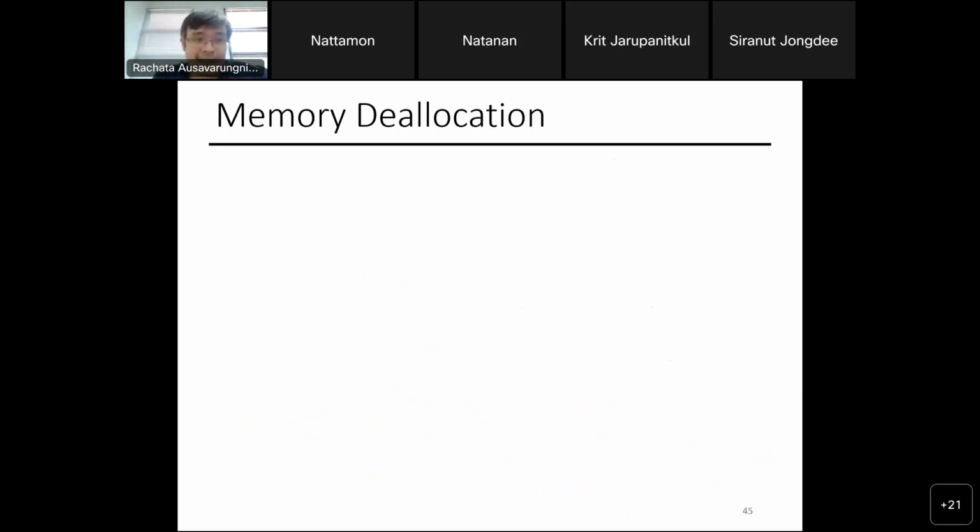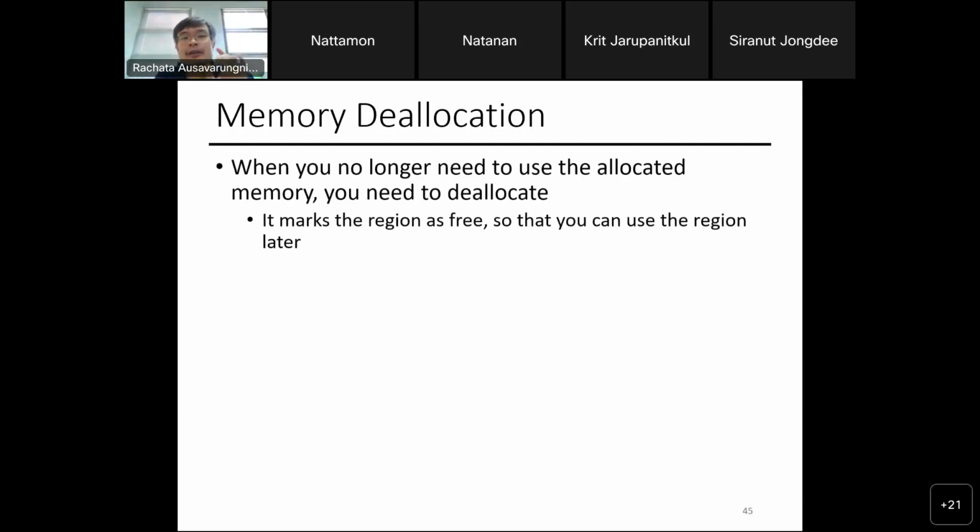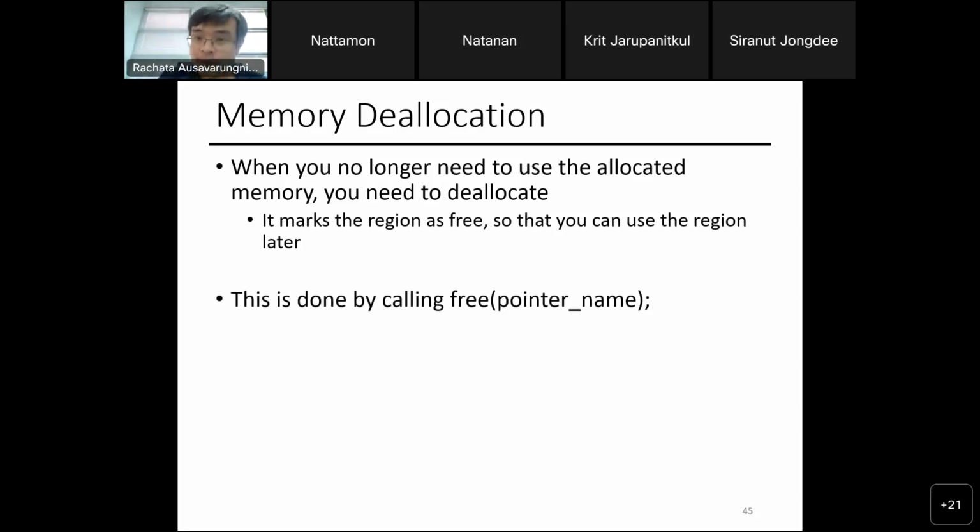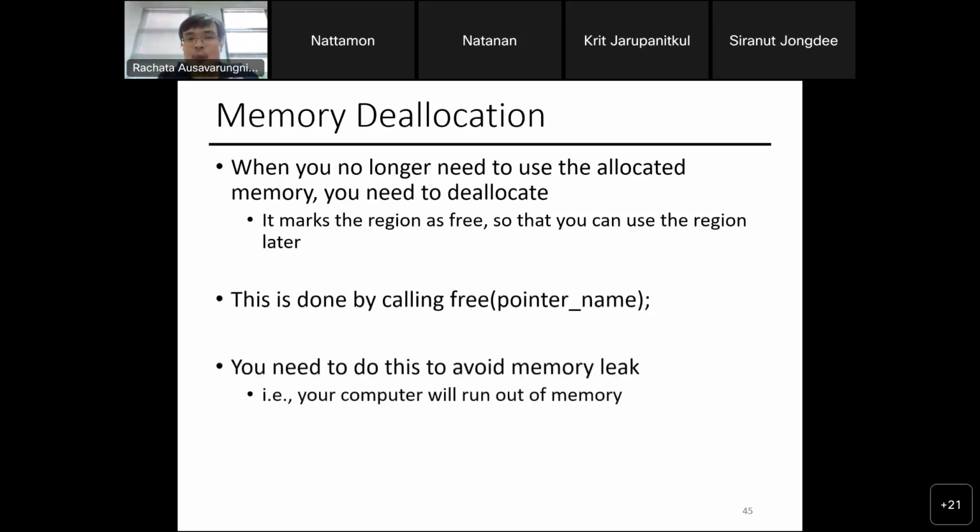This is something that you might run into when you forget to free. There's a problem called memory leaks, which means that you keep asking for more and more and more. And when you're done using your data, you forgot to free. So when you no longer need to use the allocated memory, you need to deallocate, which means that you're going to mark the region as free, so anyone else can now come in and use it later. This is done by calling the function called free, followed by the pointer name as an input. And you need to do this to avoid memory leaks, or your computer will run out of memory.